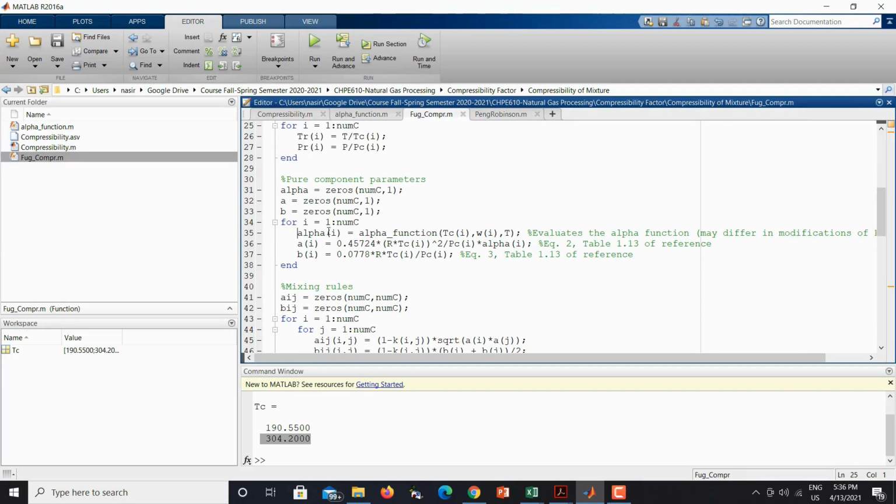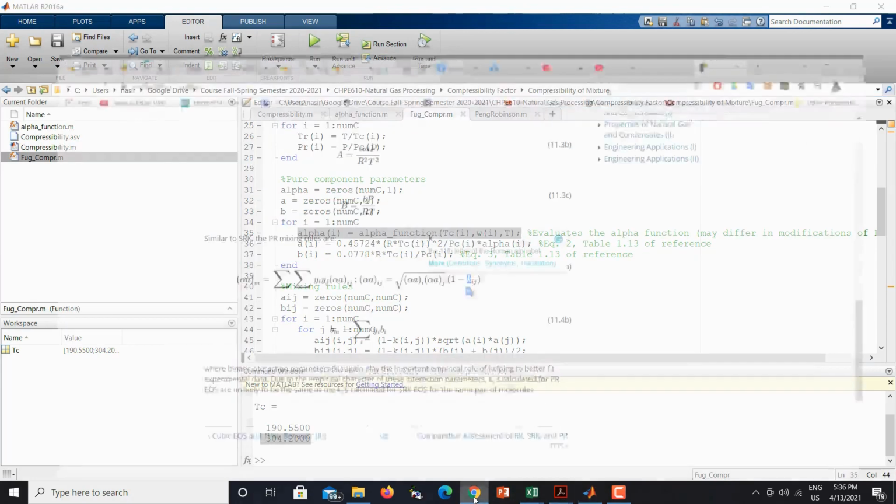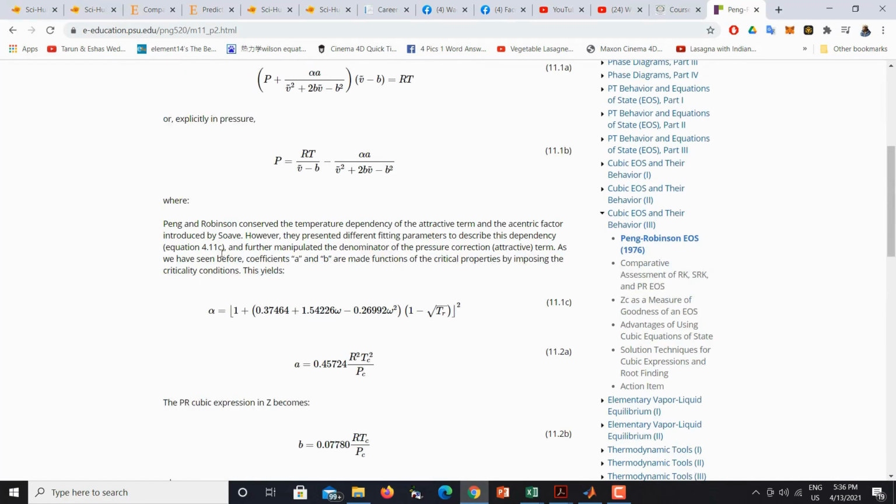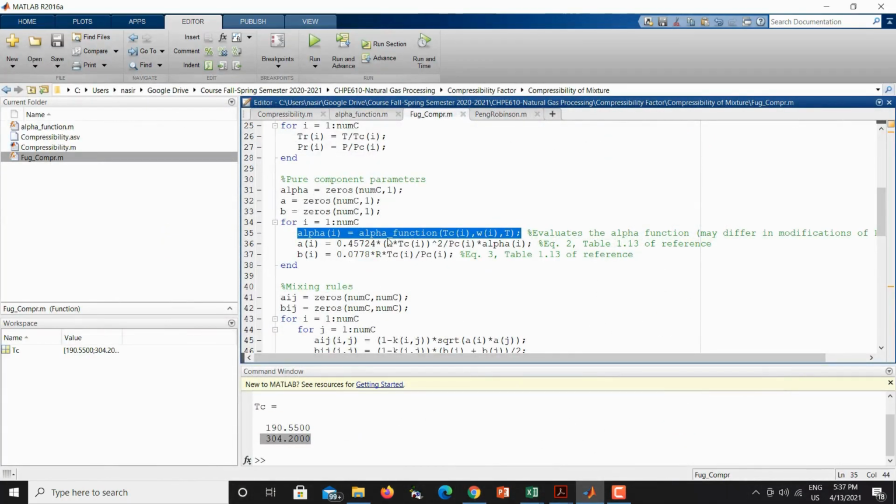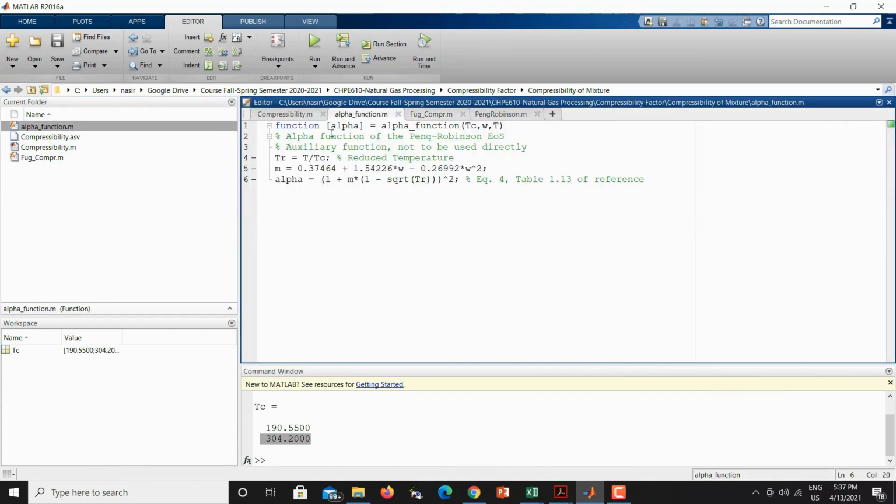Similarly, this is the alpha value that I talked about before in the theory. This value also requires two entries because we have two different gases with different eccentric factors and different reduced temperatures. So this value also needs to be calculated for the different components. What we are doing basically is creating another function for the alpha function, and inside this function I put this formula.